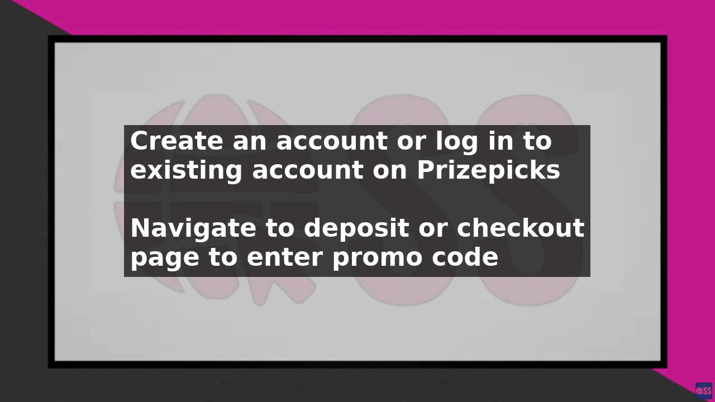To use a promo code on Prizepicks, start by creating an account or logging into your existing account. Once you are logged in, navigate to the deposit or checkout page where you will find the option to enter a promo code. Next, enter the promo code in the designated field, making sure to type it in exactly as it appears, as promo codes are case sensitive.